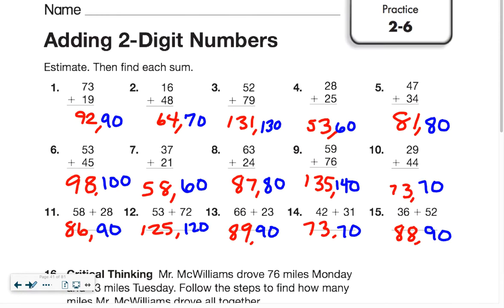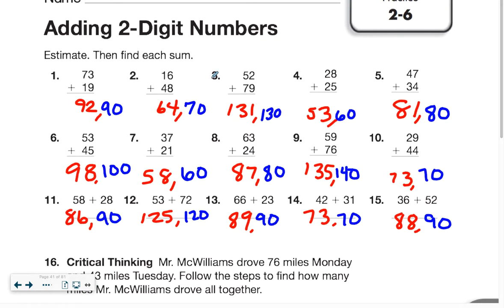All right, let's look at the practice page. Now remember, I asked you to solve this in a certain way. I wanted you to find your actual first and then your estimate. Even though it says estimate, then find the sum, it's easier to write your actual underneath because that's how we add versus where we put the line on the side to estimate. The actual is in red, the estimate is in blue.